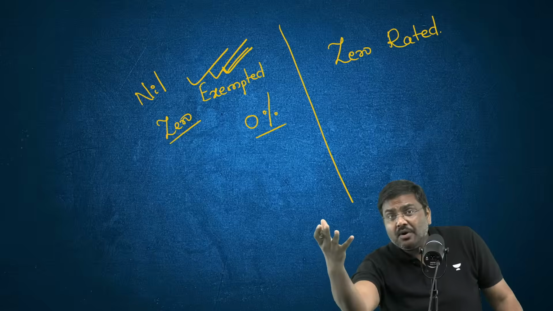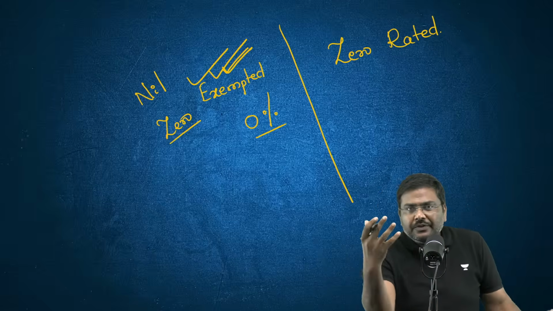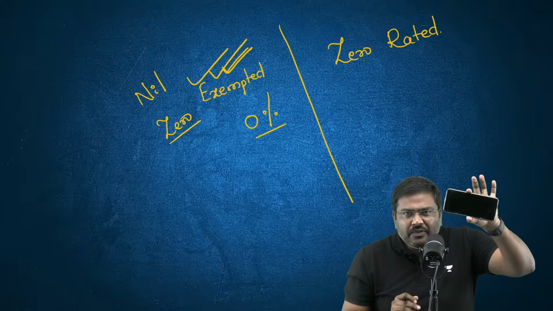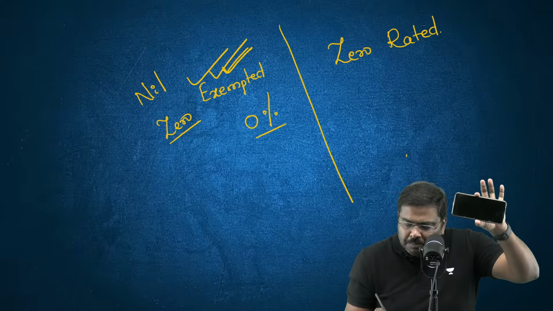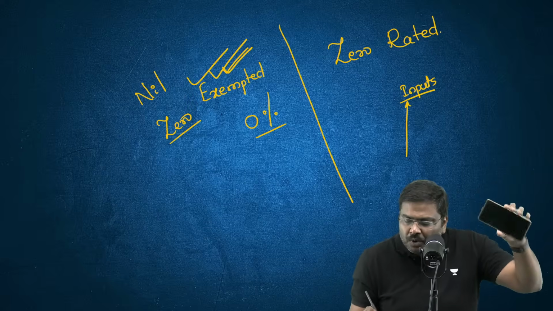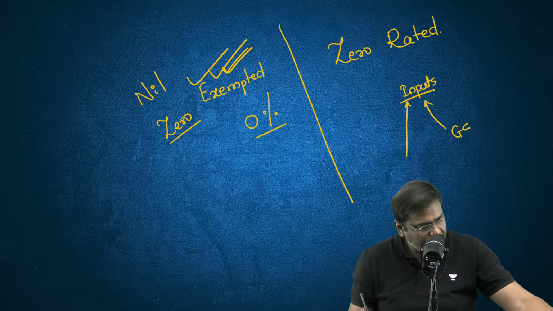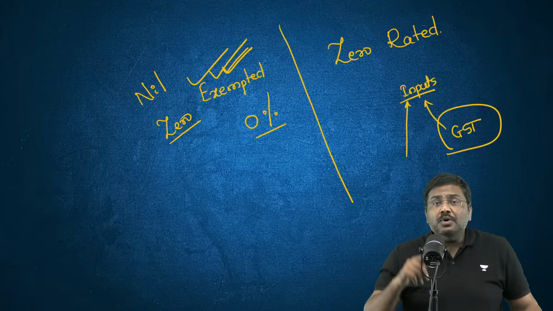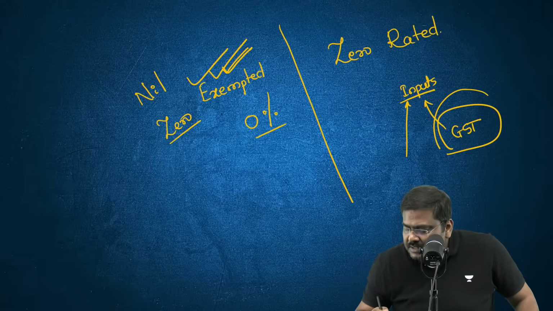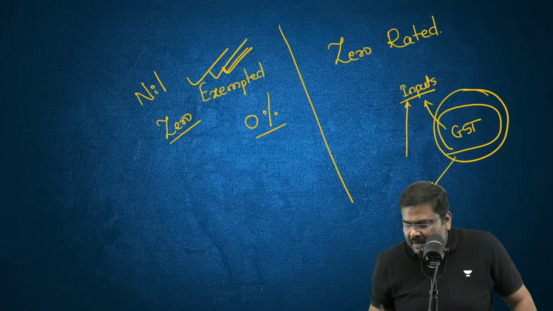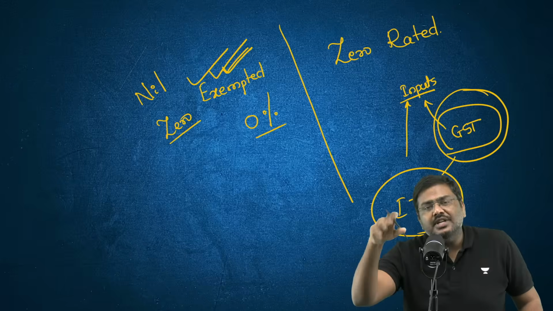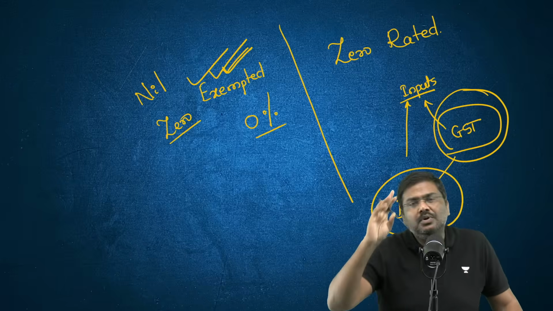Everybody is okay with the concept of exempted. Now shift to zero rated. Now listen to me very carefully. You are manufacturing this mobile phone. You will purchase inputs, and on the inputs you will pay GST. Now the government simply says the GST will be credited back. That is, you will get input tax credit on the GST that you have paid on the input.